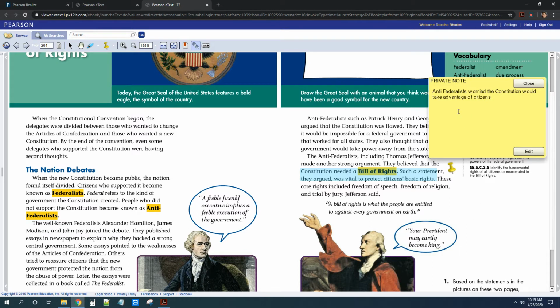What I want you to remember for the quiz is that anti-federalists were worried the Constitution would take advantage of citizens. So anti-federalists were concerned that the Constitution took too many rights away from the people, and that the people of our country would not be protected under this new form of government. So make sure you know those two things. If you want to just write that over here in this blank area, you can, but make sure you include that because there's a question like that on your quiz.